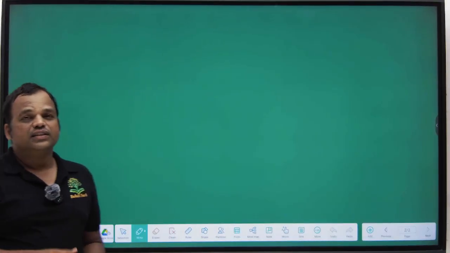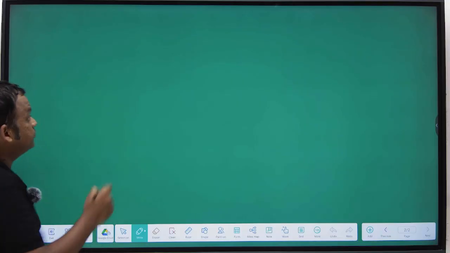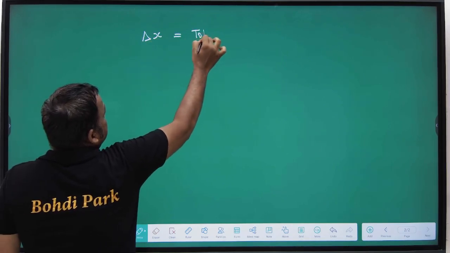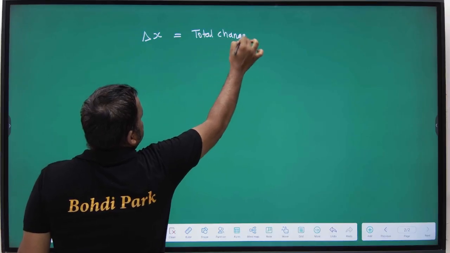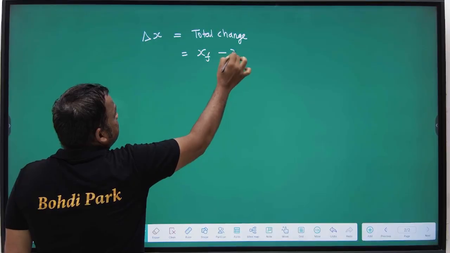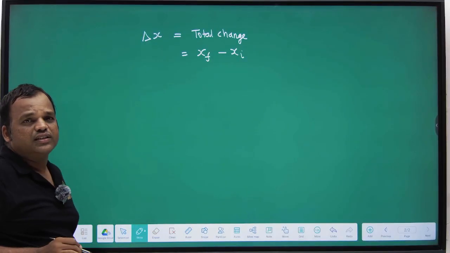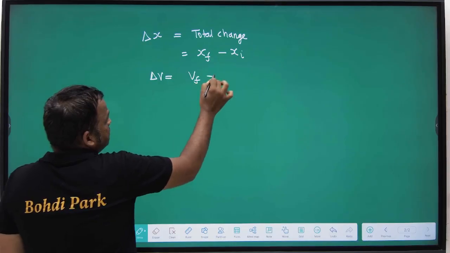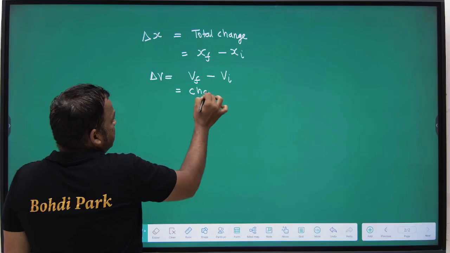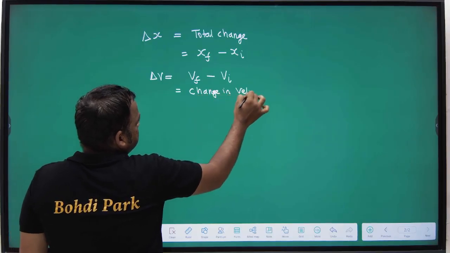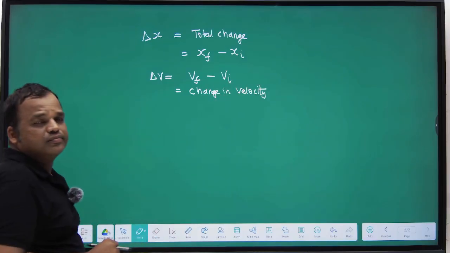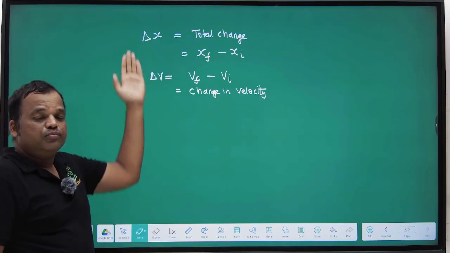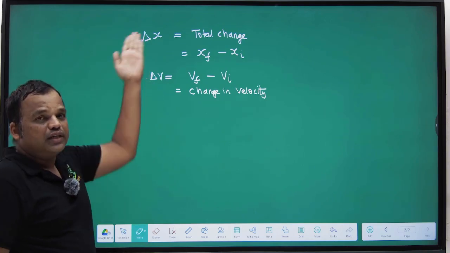Now in physics, change is denoted in two ways. When we say delta x, this is known as total change. It can be written as final value minus initial value, x final minus x initial. Similarly, when we say delta v, it will be final velocity minus initial velocity. So that is change in velocity. The concept is the same. That's why we are taking the example of position and velocity. Position can change, velocity can change. So delta x, delta v.